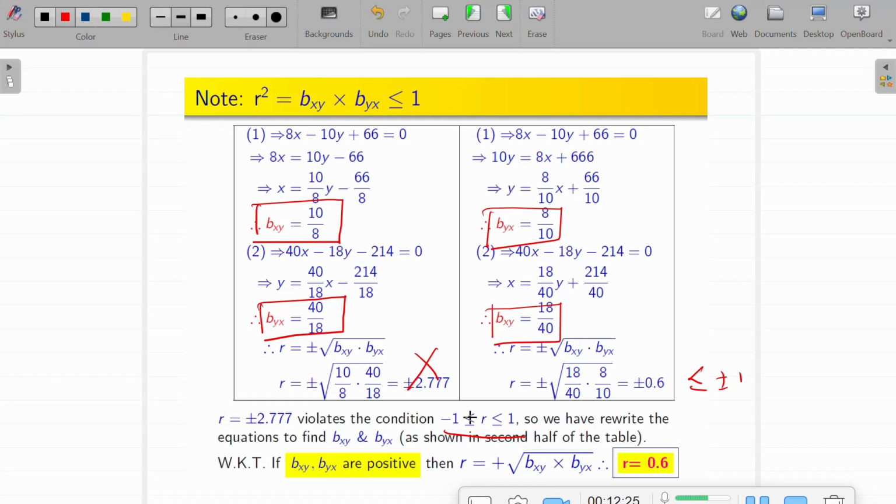So that's the reason we choose it. Initially we make an assumption as to which is byx and which is bxy. When you compute your r, if you get a value greater than 1, then you have to change your assumption of x on y or y on x, vice versa, to get the correct answer. So for this problem, the correlation is 0.6.